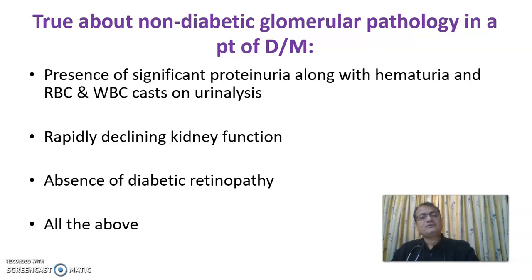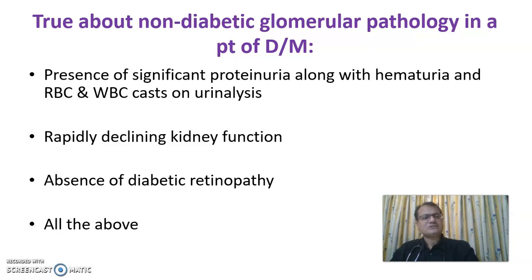And lastly, choice C says absence of diabetic retinopathy. Again, these microvascular complications typically develop, if you recall, after 5 years of diagnosis of type 1, though we need to screen them at the time of diagnosis in a type 2 diabetic patient for the reason we have already talked about. But among these two microvascular complications, retinopathy and nephropathy, the retinopathy develops first, right? And then nephropathy. So if there is absence of diabetic retinopathy, it is a point against diabetic nephropathy as the cause of pathology in a patient of diabetes mellitus.